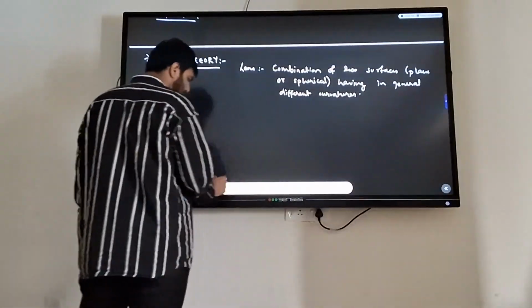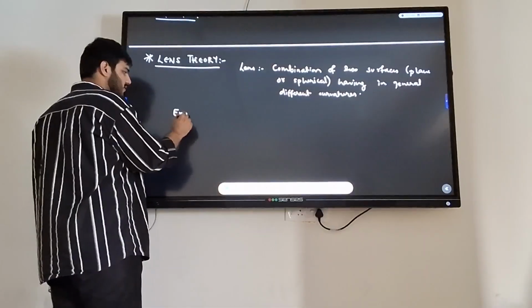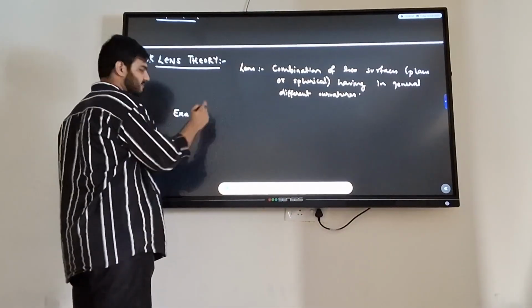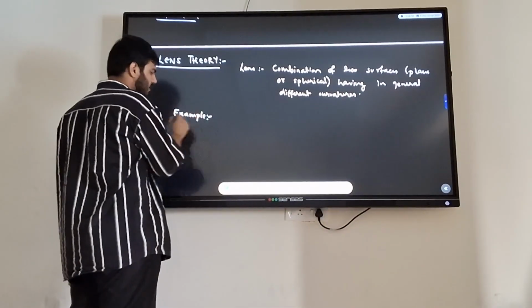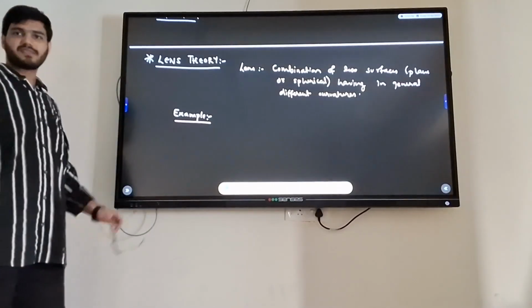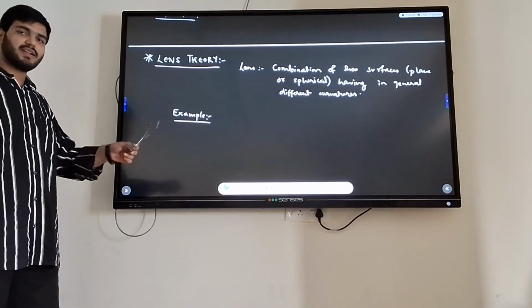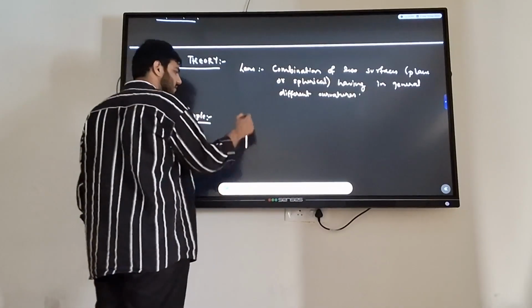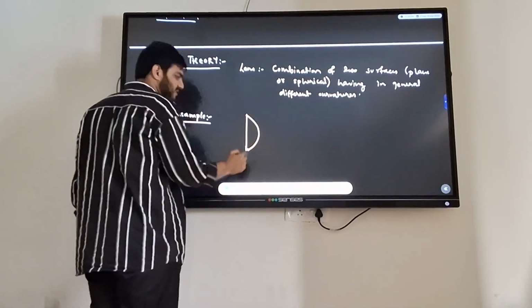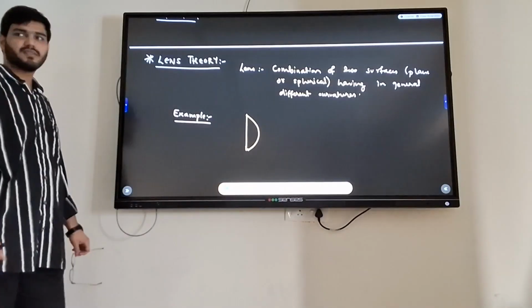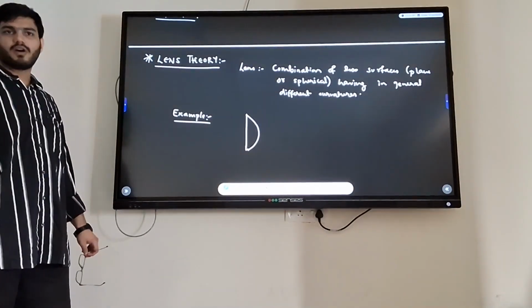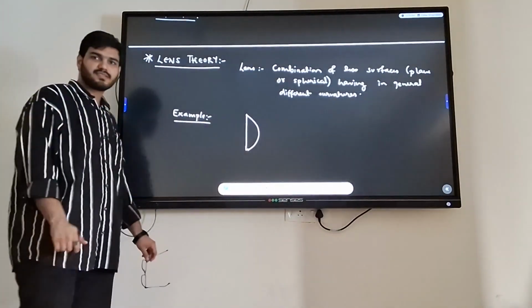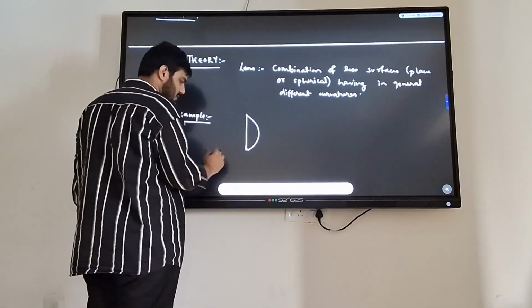So let me take some examples. I have mentioned plane or spherical, both. Let's take one of the examples. One of the surfaces is plane. I can take the other to be a spherical one. Then what can I make? Maybe something like this. What is this called? It's called a plano-convex lens. Do you know this?